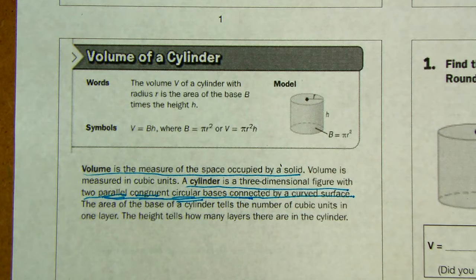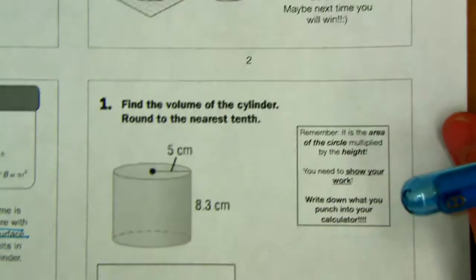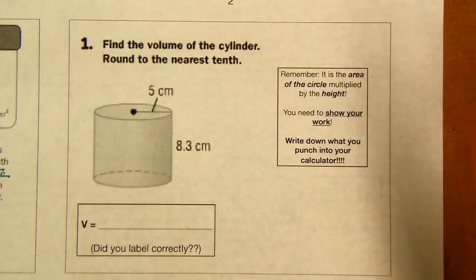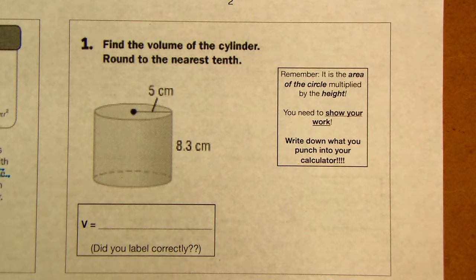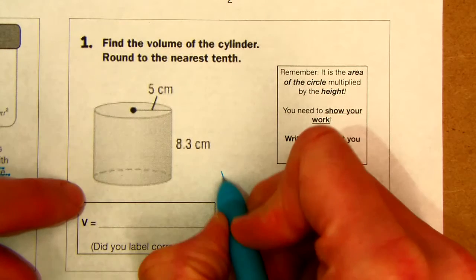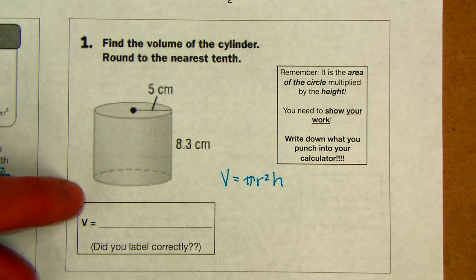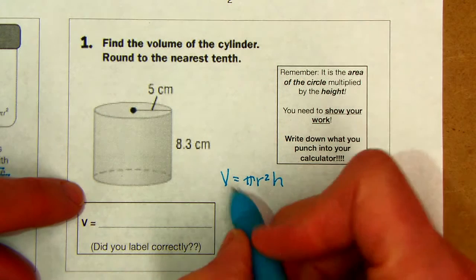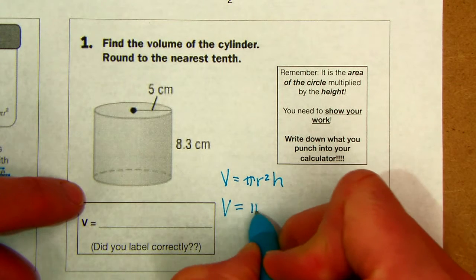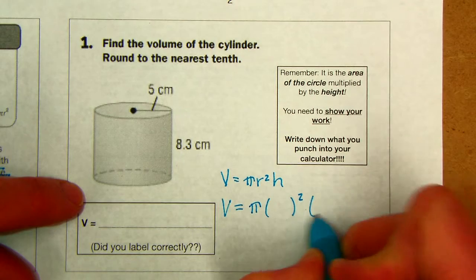All right, I expect to see your work, so I'm going to model what I want from you. Remember, volume is the area of a circle multiplied by its height. So show your work, write down what you punch into your calculator. If you want to start by writing volume equals pi times your radius squared times height, that is fantastic. I am not going to require that step. The step I require is this one right here. I want to see the substitution step, where you're taking the values and substituting them in.